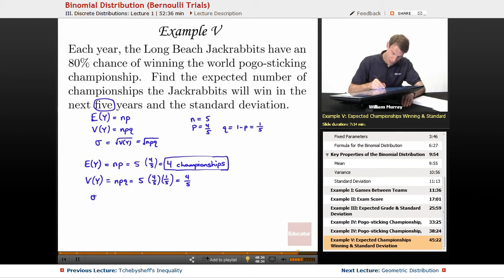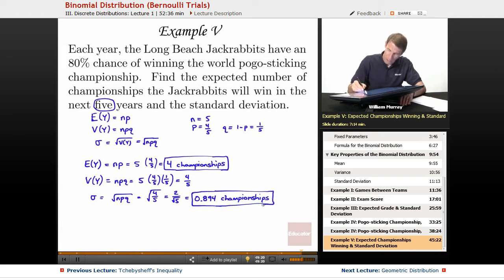To get our full answer, we want to find the standard deviation, which is the square root of the quantity that we found above, the square root of npq, which is the square root of 4/5. I could distribute that square root into the numerator, and get 2 over the square root of 5. Not a very enlightening number, so I plugged that into my calculator, and what my calculator told me was that that is 0.894. So that's the standard deviation in the number of championships we expect to win over a 5-year span. Go ahead and box that up because that's our final answer.